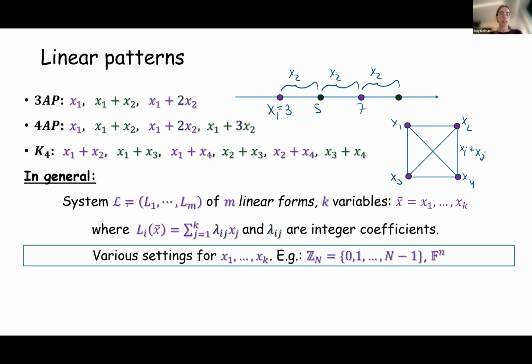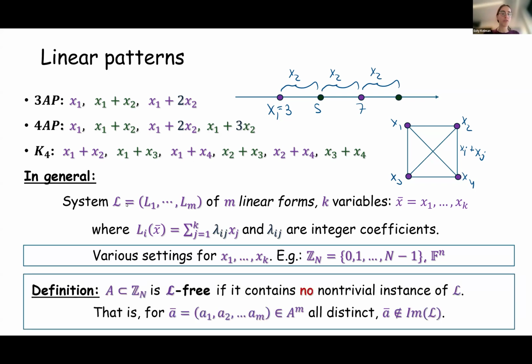And we might think about various settings for the variables. They might come from 1 to n, or instead we can use arithmetic modulo n to have some algebraic structure, or you can think about vector spaces over finite fields. And we generalize the definition of 3AP-free. We say that a set A is L-free if it contains no non-trivial instance of L, meaning that for any settings of the variables, we never get distinct elements that are all in A.